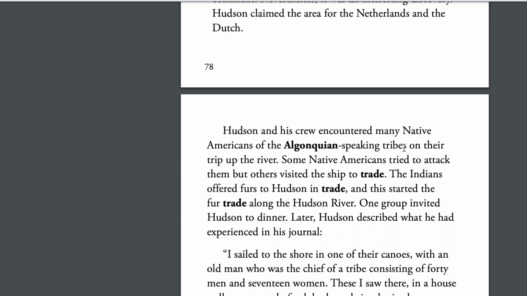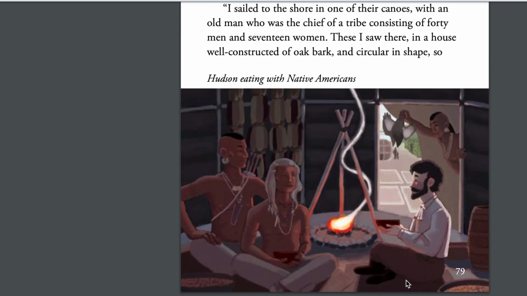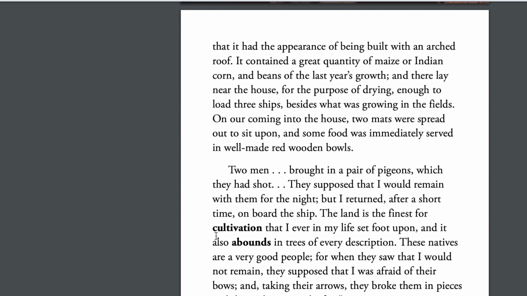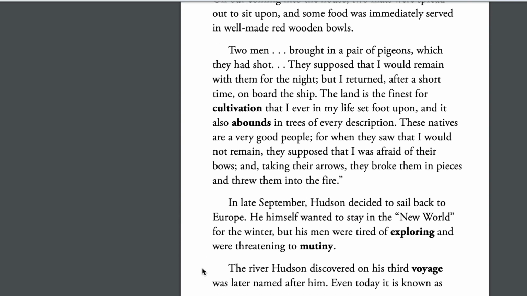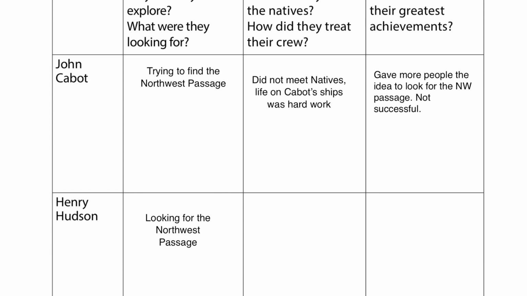Hudson and his crew encountered many Native Americans of the Algonquin-speaking tribes on their trip up the river. Some Native Americans tried to attack them, but others visited the ship to trade. So remember, he ate his dinner with the Native Americans and he traded with them. So actually, he was pretty nice to the Native Americans. We're going to put that here. We're going to say traded and ate dinner with natives.